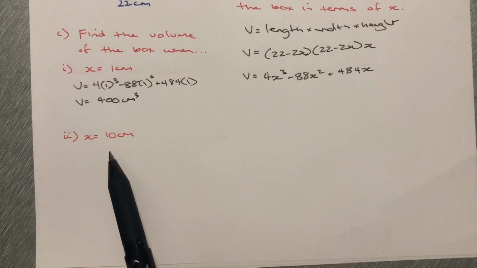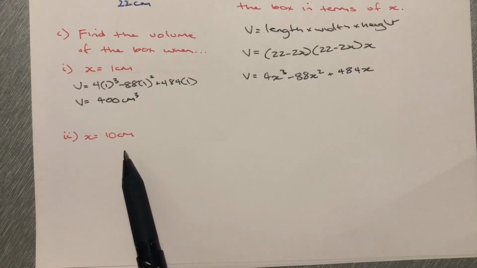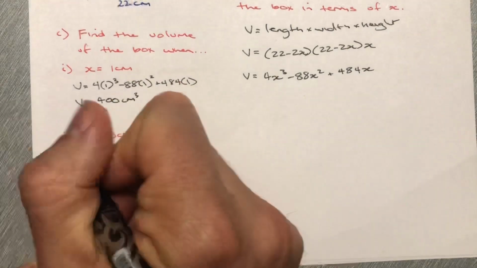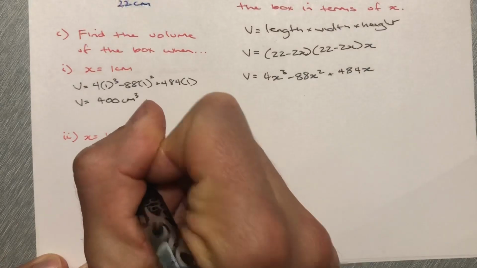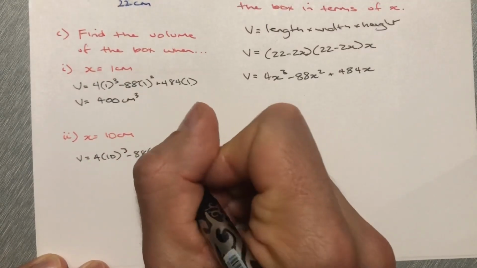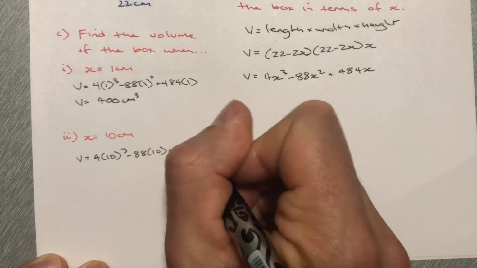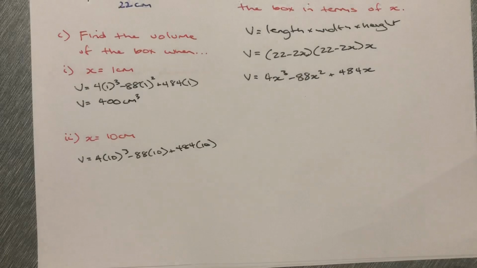Okay. Now, we're doing the exact same thing, except this time we want to find the volume when your length of x is 10 centimeters. So instead of substituting in 1 as x, we're substituting in 10 as x. There we go. So again, go ahead, do it as if you want to. I'm going to do that.